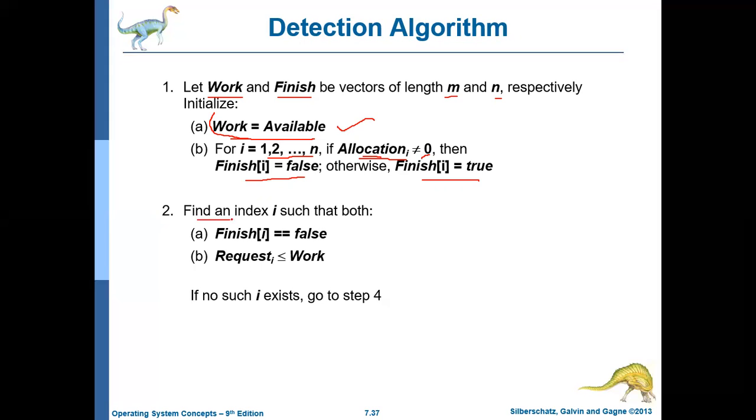And then find an index i, that is a process Pi, such that finish of i is equal to false, that is, the process has not yet completed, and request of i is less than or equal to work, that is, whatever it is currently requesting is less than or equal to the available resources, because work is nothing but equal to available. Okay. If such a process is available, then go to step 3, otherwise go to step 4. So this step is very similar to the safety algorithm. There is no change at all.